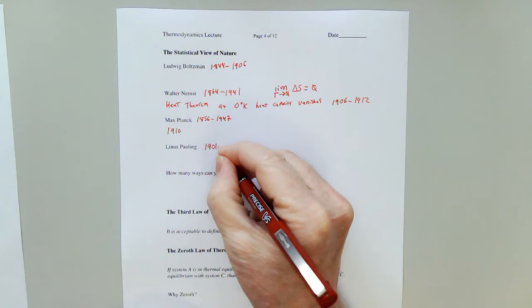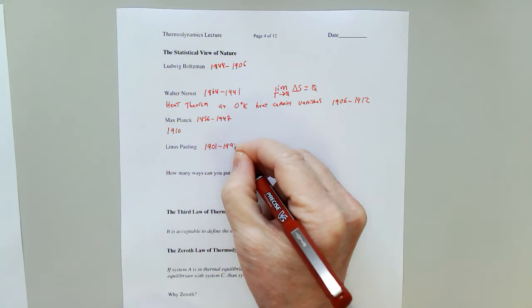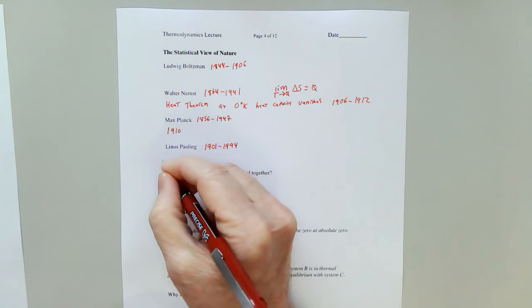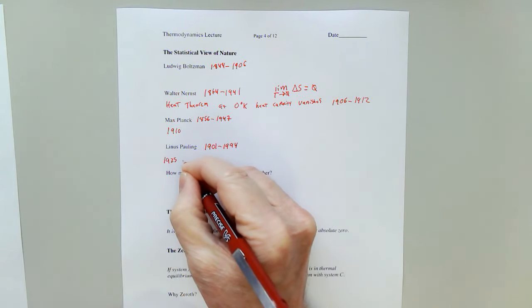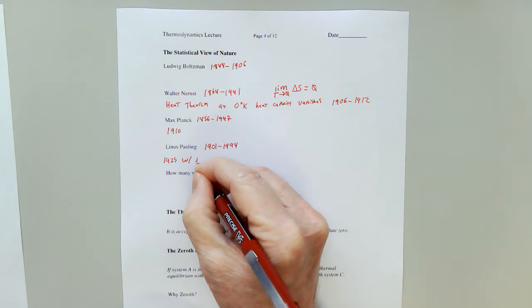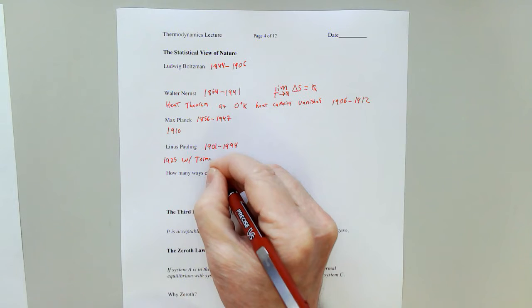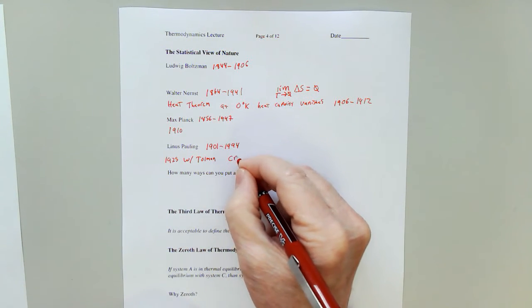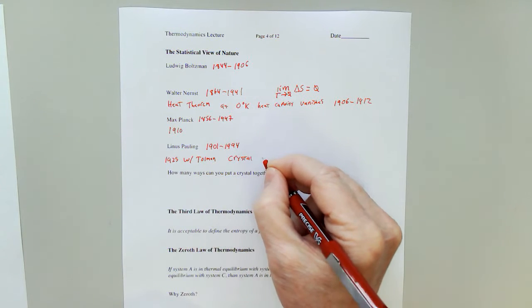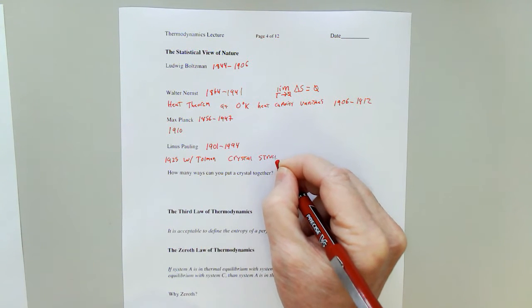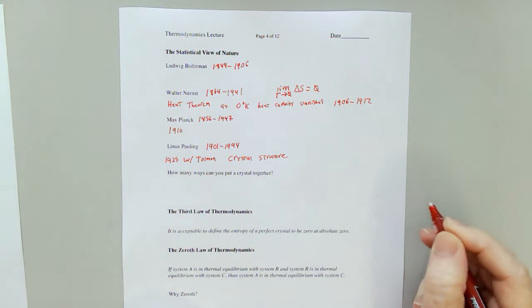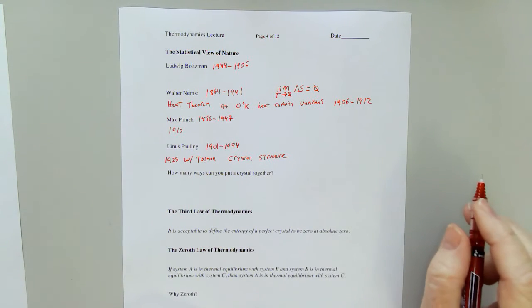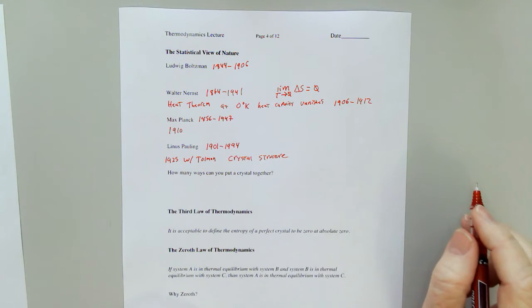Pauling was born in 1901 and passed in 1994. In 1925, working with Richard Chase Tolman at Caltech, Pauling applied these ideas to crystal structure. And out of that was born what we will call the third law of thermodynamics.